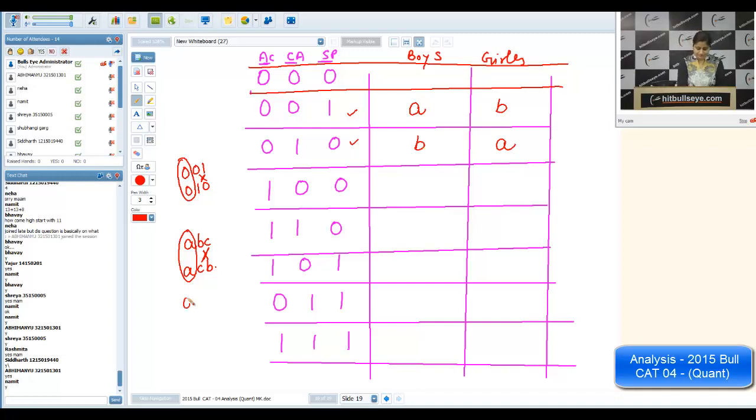Again, if I take this 000, I'm keeping the first digit same and interchanging the last two places. I'll get a 000 only. It means what? Number of boys and number of girls are same in code 000. Similarly, in 111, it will be YY. Are you getting me, guys?